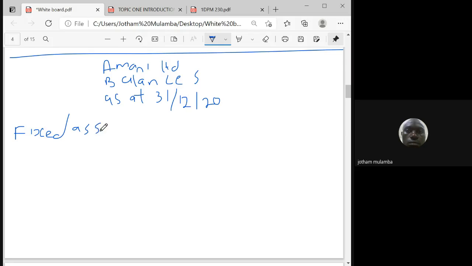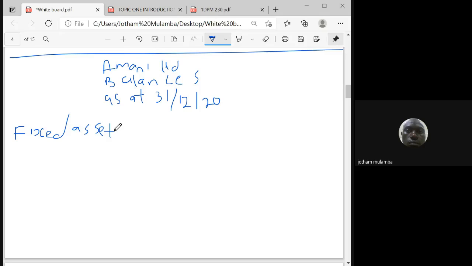Now, fixed assets. The definition of a fixed asset: these are assets that are expected to serve the business for a long period of time, usually longer than 1 year. For example, if you buy a motor vehicle, land and building, plant and machinery, fixtures and furniture, those items you buy, you are expecting them to serve the business for a very long period of time.